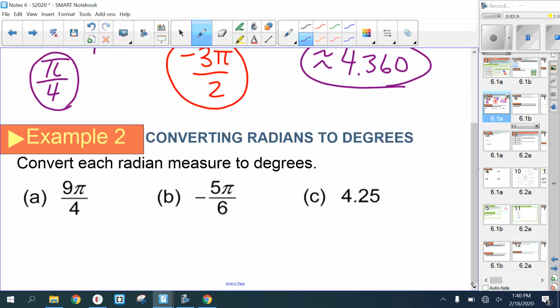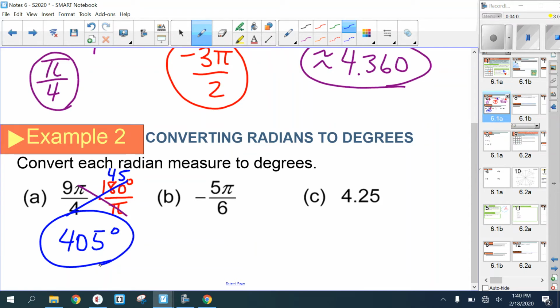So now let's convert to degrees. How I remember it is I know I want to cancel out that pi. That helps me to remember that it's going to be 180 over pi. The pi is just going to cancel. I'm still trying to reduce a fraction. If you use a calculator, that's fine. 9 times 180 divided by 4, hopefully that comes out right. If you don't have a calculator, you reduce. 4 goes into 180 45 times. 9 times 45, you get 405 degrees.